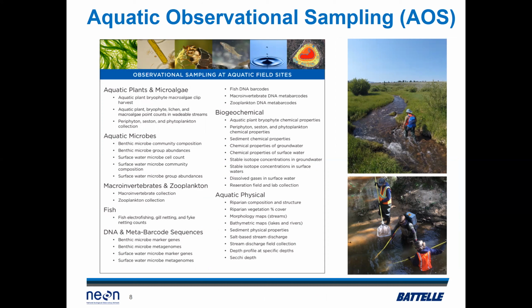Some of the major ones are biological sampling of things like plants and algae, macroinvertebrates, and fish. This includes biomass, species richness, and then genetic barcoding. And then some of the physical sampling, things like riparian habitat assessment, lake bathymetry, and stream channel morphology.